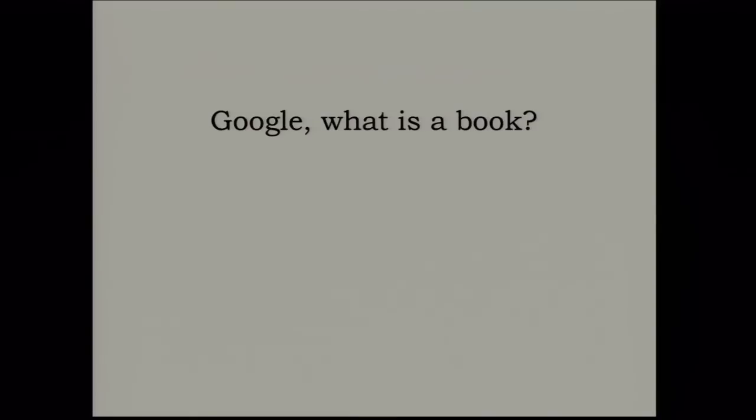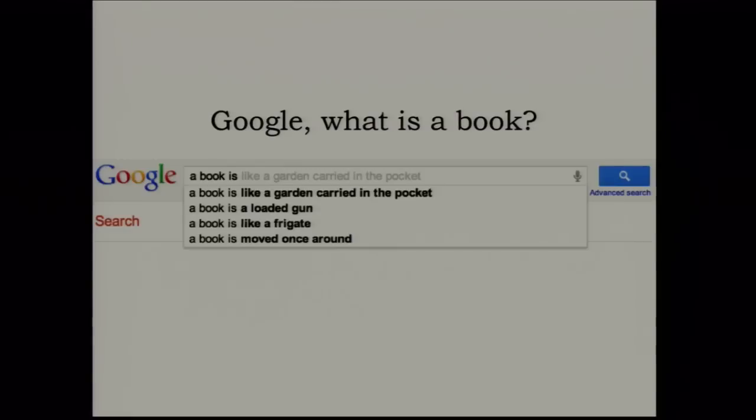Well, so I asked Google, what is a book? And Google didn't know. It had a pretty good guess. It said it's like a garden carried in your pocket. And that's not really useful. It also said it was sort of like a loaded gun and like a frigate. And the one I didn't understand at all was a book is moved around once. I don't know about that.